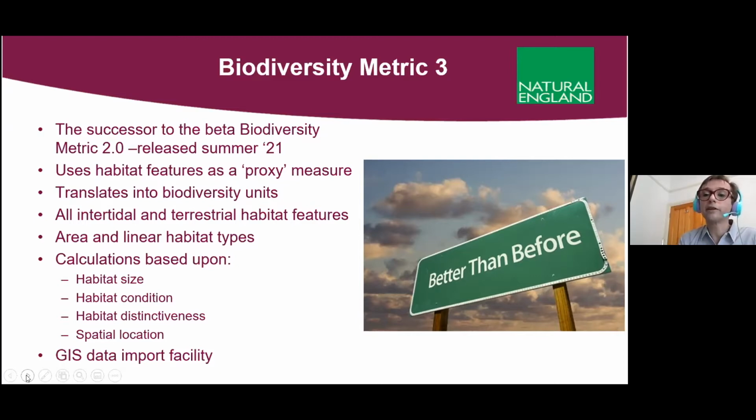And it uses a relatively simple and straightforward calculation that's based on the size of the habitat, the condition of the habitat, how distinctive that habitat is, so what importance does that habitat have, and where is it located? So is it in an area that locally has been identified as being important for nature in a local plan? And it also allows for the import of GIS data into it. And we're looking at creating an online version of this metric as well.